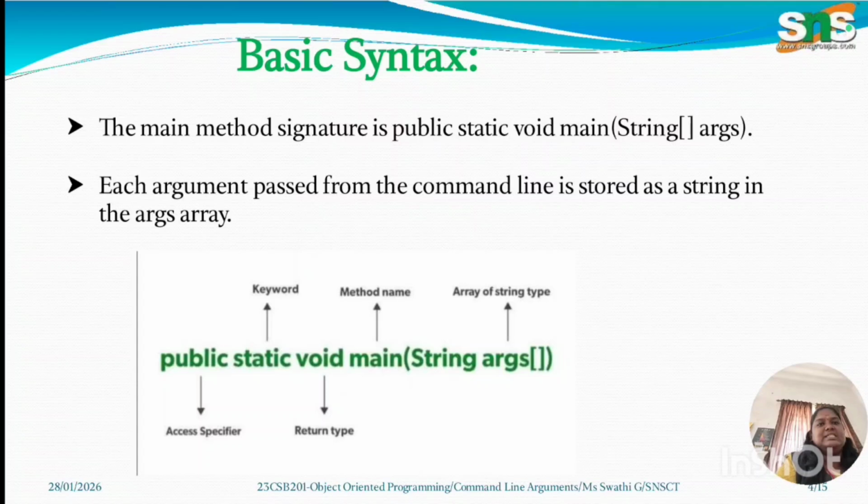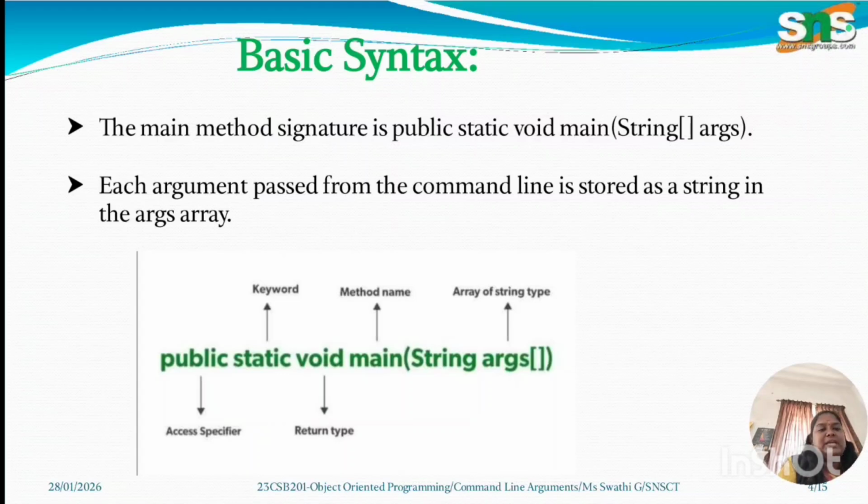This is the basic syntax. The main method signature is public static void main(String[] args). Each argument passed from the command line is stored as a string in the args array. For example, in public static void main, public is an access specifier. There are 4 types of access specifiers: private, public, protected and default. Public means it can be accessed from anywhere at any time. Static is a keyword. Void is a return type.